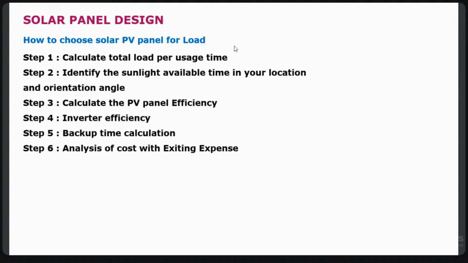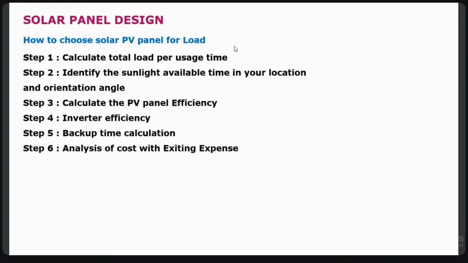And we need to calculate the PV efficiency. What is the maximum efficiency extracted? Because the input solar light is not a constant parameter, it keeps on varying. We have different seasons, so we have to consider the panel efficiency. Then the inverter efficiency.